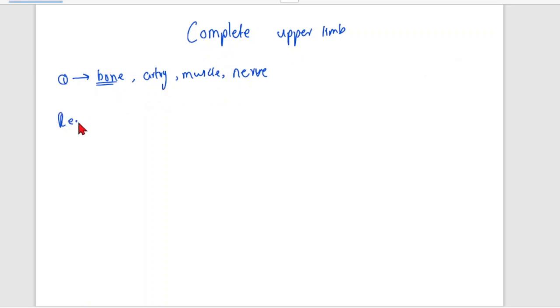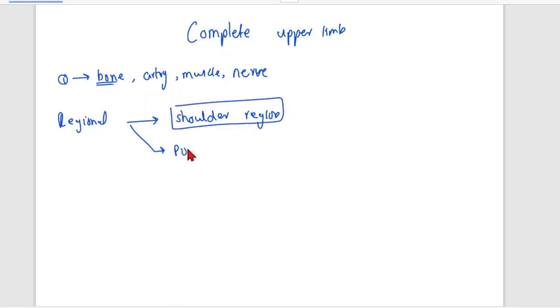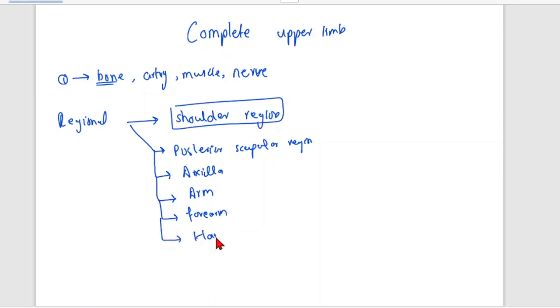After that, you have to start the regional anatomy. First of all, you have to read the shoulder region. After the shoulder region, you have to read the posterior scapular region, and after that the axillary region, all of the things. After that, you have to read the arm region, then the forearm region, and after that the hand. So these are all the things that you need.